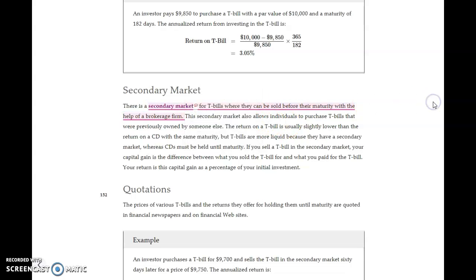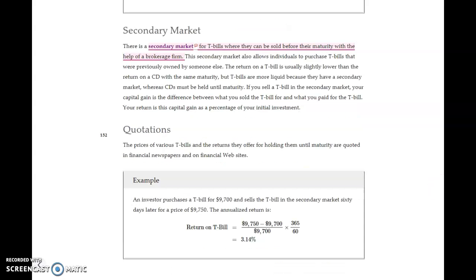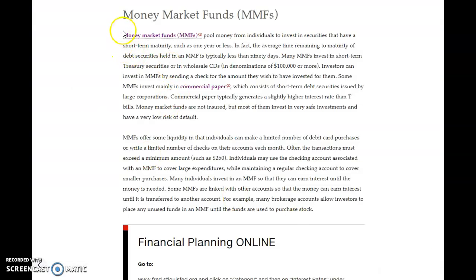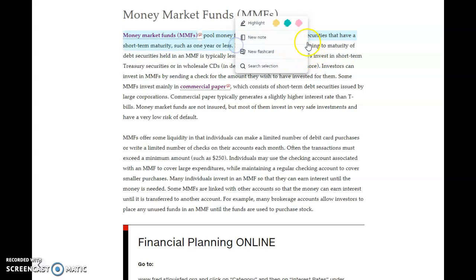There's a security market for T-bills, where they can be sold before their maturity. Again, they get help from a brokerage firm. This is also an example on the return of a T-bill. So I would make sure you're looking at some of this math before you attempt to do the homework. That's just my opinion, just a helpful hint.